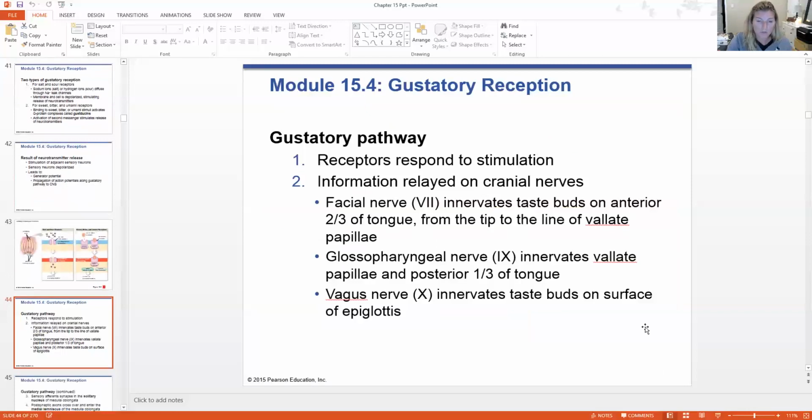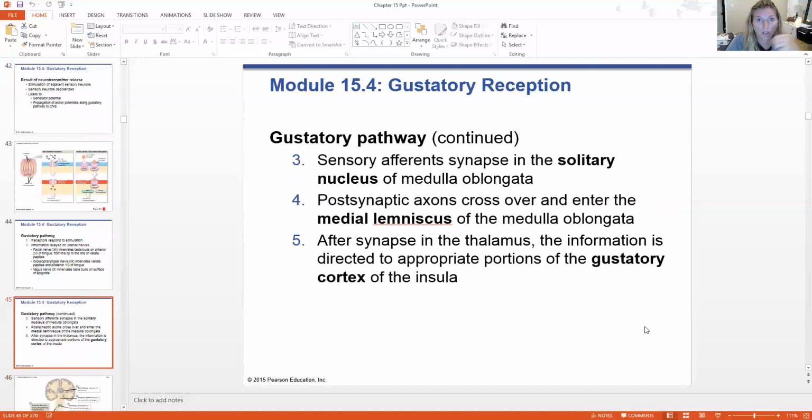Let's talk about that gustatory pathway. The receptors will respond to stimulation. We just mentioned that. That information is relayed through the cranial nerves: facial nerve 7, glossopharyngeal nerve 9, and the vagus nerve 10. It'll go up into our brain. The sensory afferents will synapse on the solitary nucleus of the medulla oblongata. That's again a protective measure. The medulla oblongata is our basic functions, so it's there to kind of cross-check and make sure everything's safe before it goes up to the higher levels.